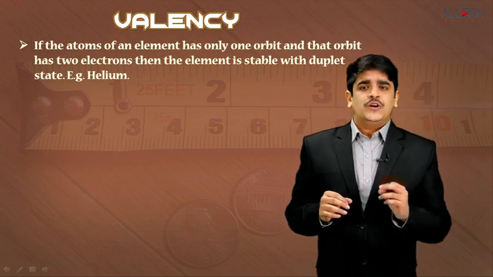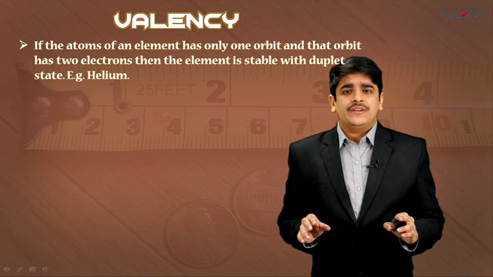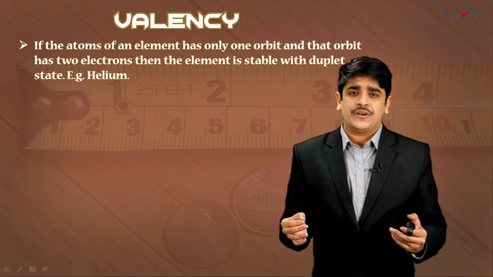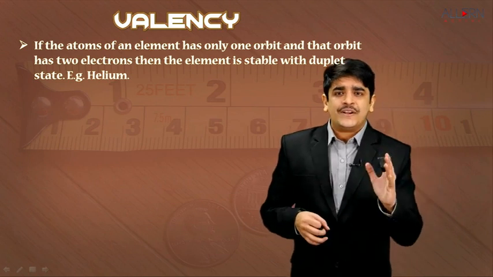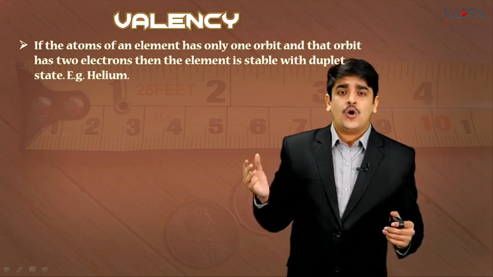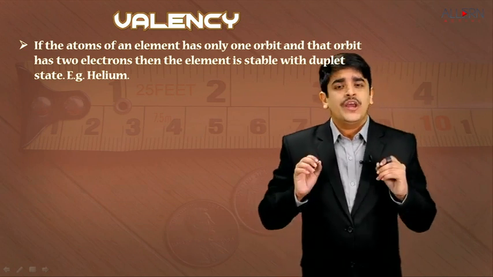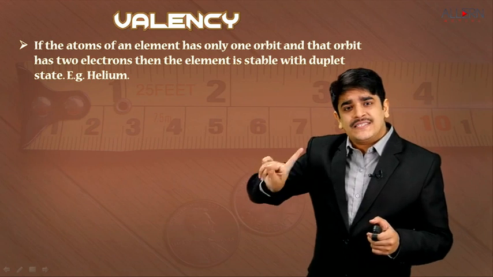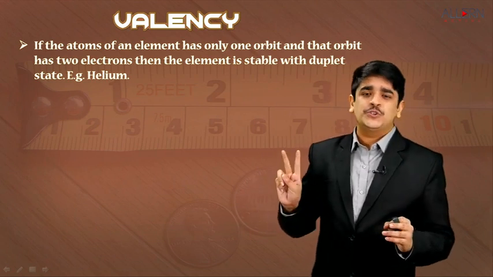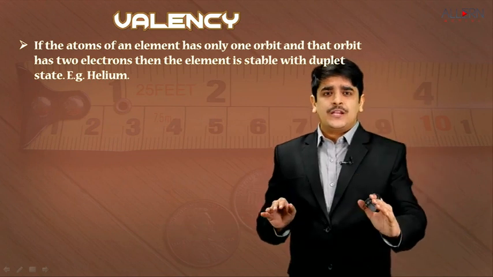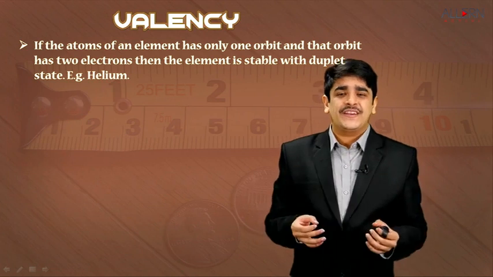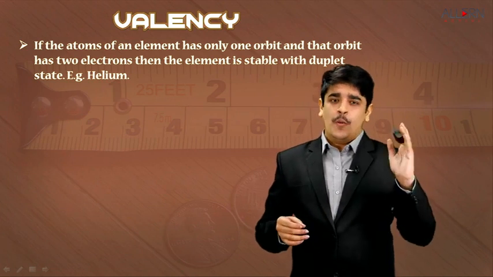Valency, how do we find out? First of all, if the atom of an element has only one orbit, a single orbit, and if that orbit has exactly 2 electrons, then that atom is stable according to the duplet rule. I repeat, if you have an atom with a single shell, and that shell is completely filled with a total of 2 electrons, then that atom is absolutely stable. The example is helium, given as He, my first noble gas.